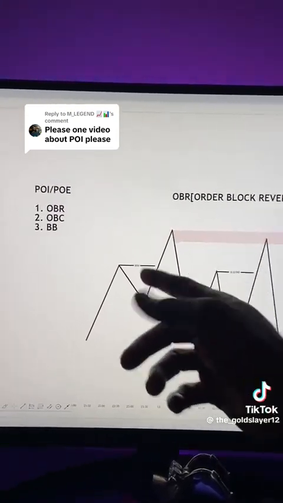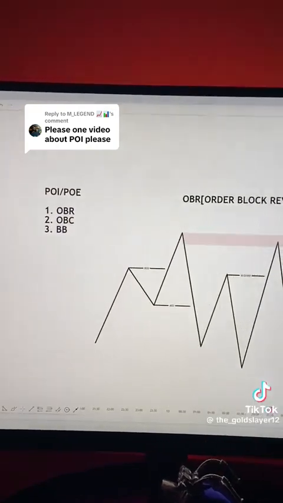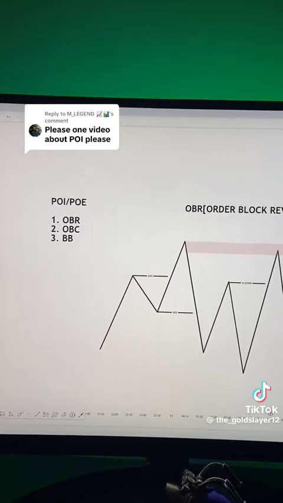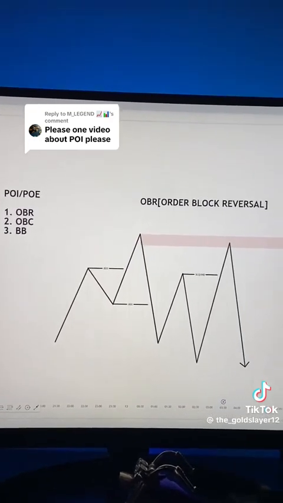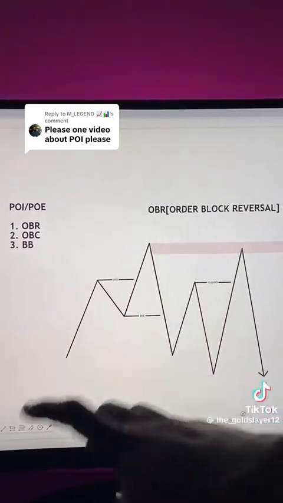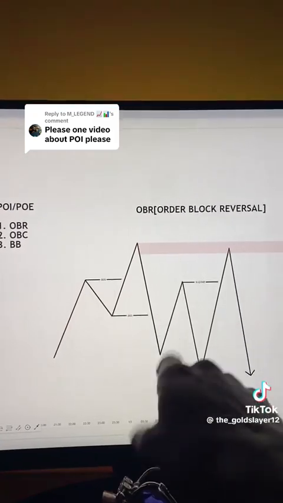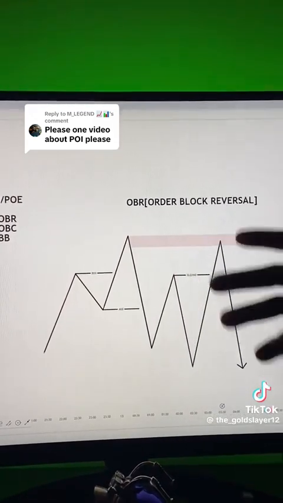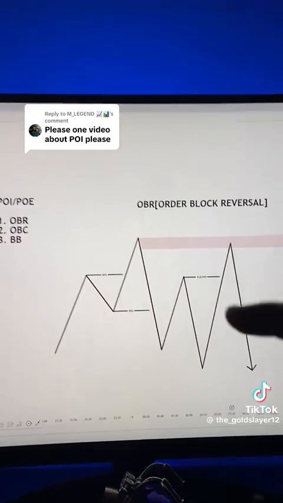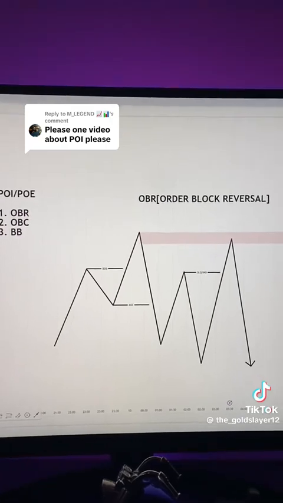So I saw a question where someone was like, I should show you a valid break of structure. I've already made a video on that. All you have to do is scroll through my page, you'll find that video, then you watch it for yourself. It's very self-explanatory. Do you understand that? So this is how the diagram looks like. This is like the blueprint as to how to find your OBR, order block reversal entry models. So let's just get straight to the chart so that I can show you guys some practical live chart examples on how they look.